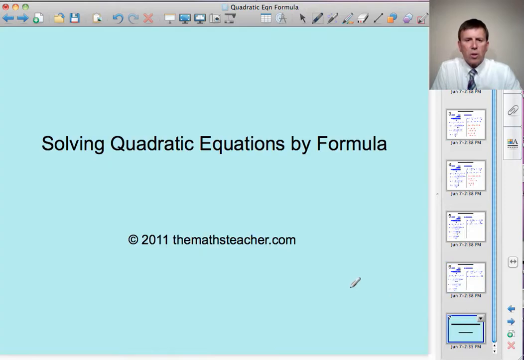And that completes this short lesson on solving quadratic equations using the quadratic formula. You'll now find an exercise for you to practice this technique yourself.